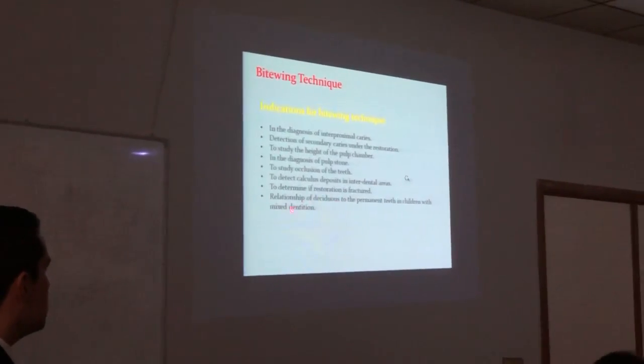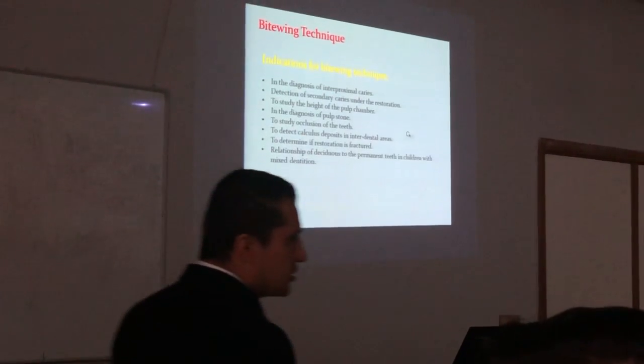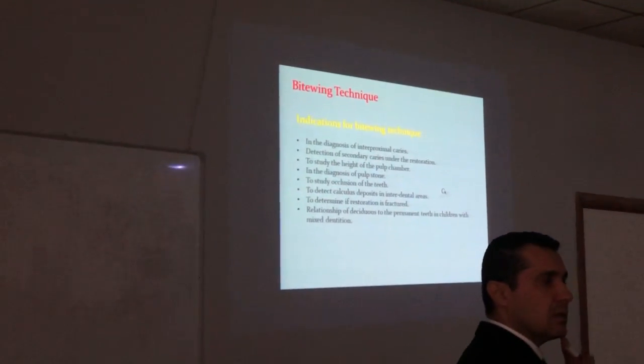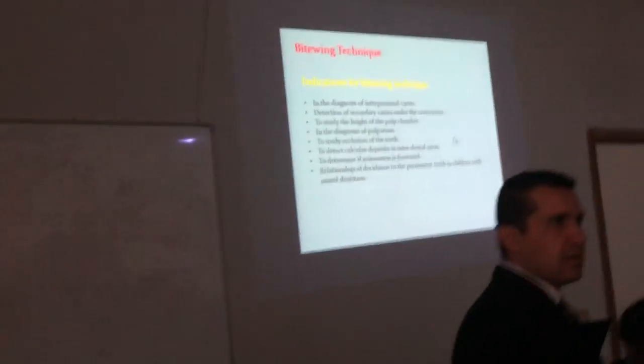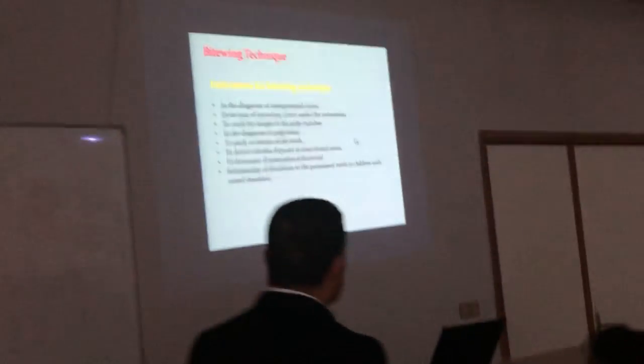Fractured restoration can be detected. Relationship of deciduous to permanent teeth in children with a mixed dentition. Also, this is a very important criterion for the bite wing, to see the time of eruption of the tooth and maybe the time of exfoliation.